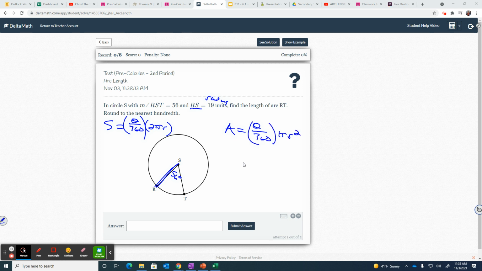So the first one is just using arc length, plug it in. Now it does want you to round to the nearest hundredth. That's the second decimal. So round to the second decimal means you'll look at the third one and then you round up or down to the nearest hundredth. Okay. So you got 12 minutes to get started on that. You may get it done before you leave.